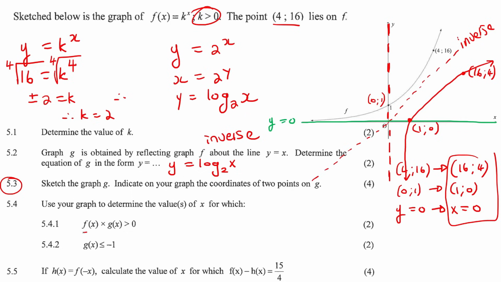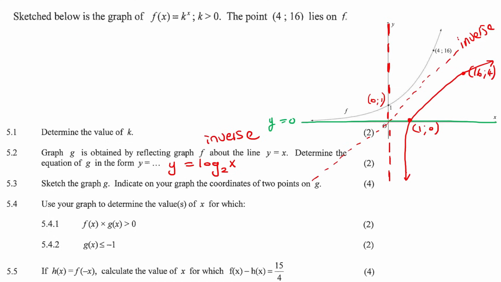Use your graph to determine the values for which this holds. Okay, now these are one of those questions where usually they put a little dot over here or over there. But it's that same kind of question where we make a table. So what we normally do is we take f of x and we take g of x, and we want to multiply them so that the answer is bigger than 0. That means positive. How do you make a positive when you multiply two things? Well, if this one's positive and this one's positive, then that will be positive. And if this one's negative and this one's negative, then that will still be positive.